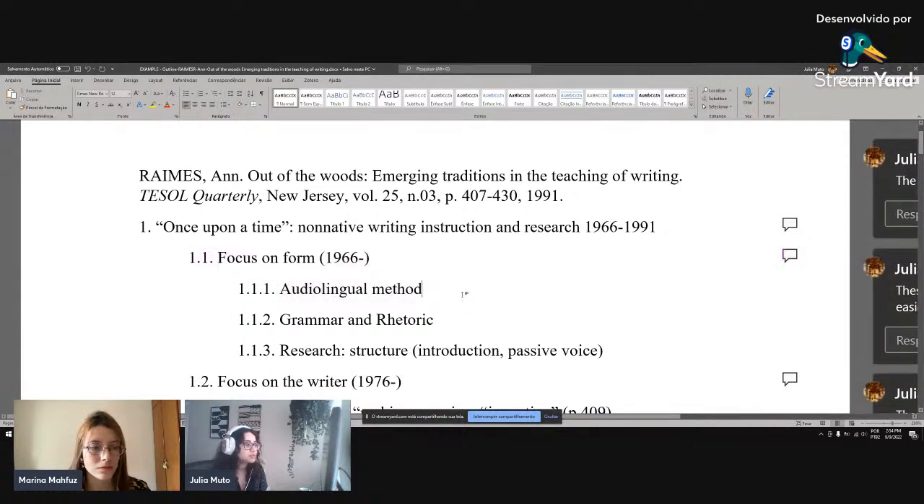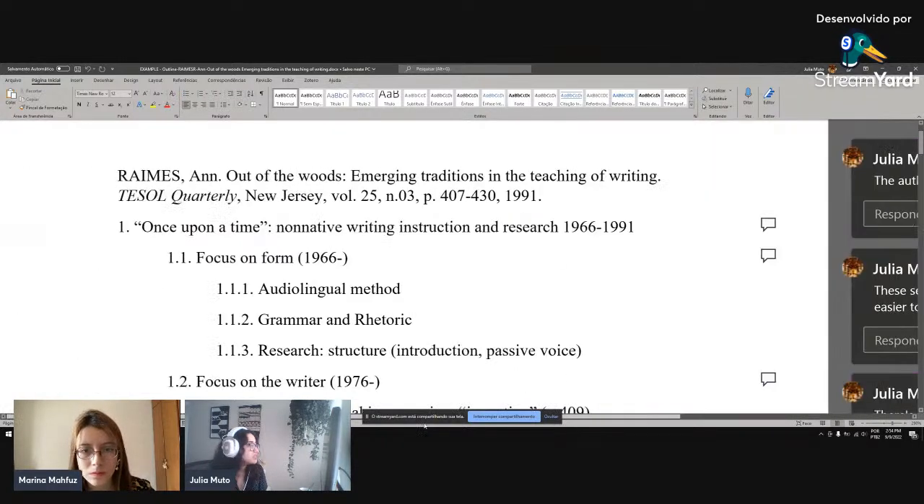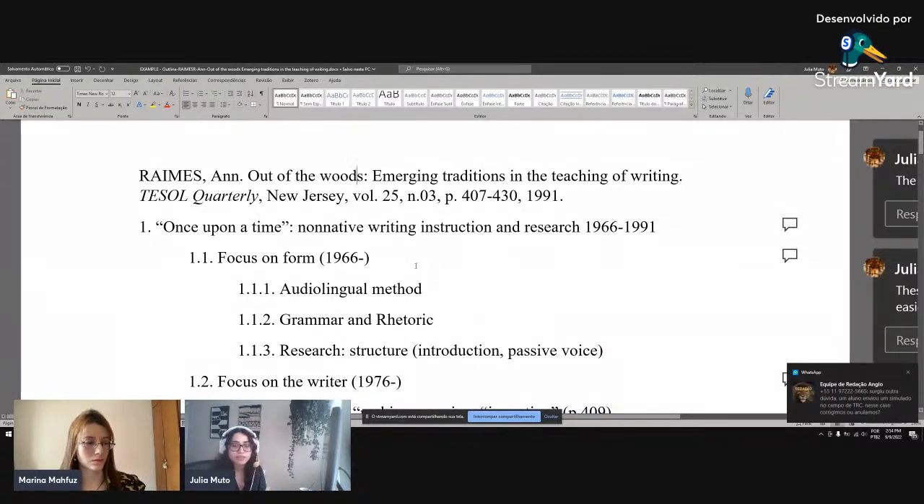This would still give me something. If I wanted to give a very quick overview on the history of the teaching of writing, I think this would still suffice. But I also think it could be better. I wanted to show you that I have made some comments here, right? So the name of the text is Out of the Woods, and she talks about going into the woods, out of the woods. She talks about fairy tales.